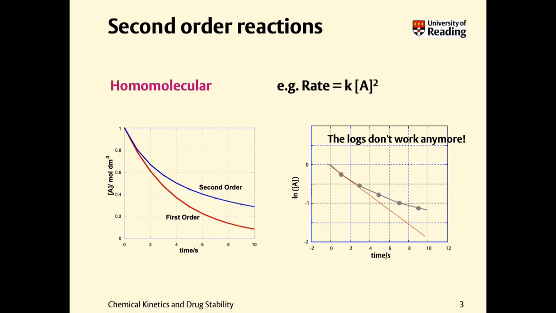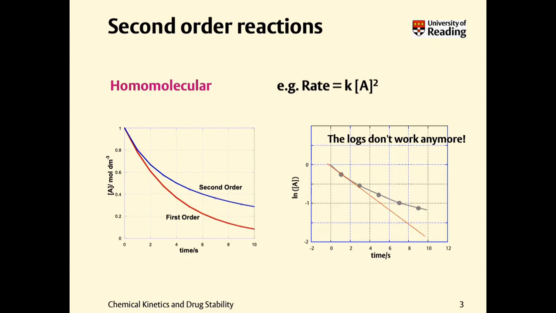So we're going to begin by talking about the homomolecular case because that is an example where we have some very simple maths that we can also use to help us think more about the second order reaction. So in this case, the rate law is that the rate equals k, the rate constant, times the concentration of the reactant squared.